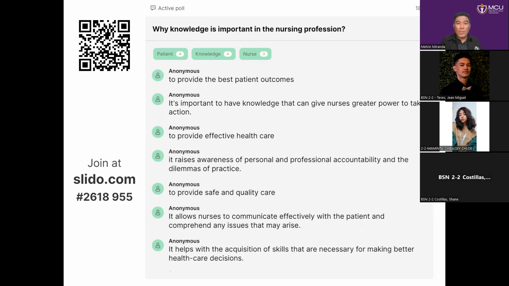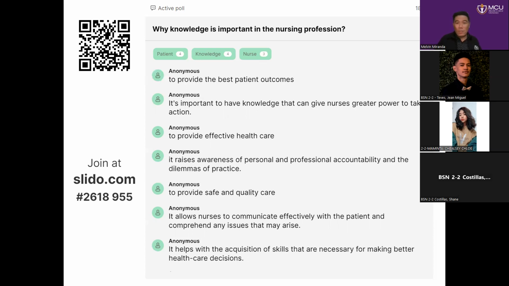It is important to have knowledge that can give nurses greater power to take action. Okay, knowledge is power, di ba? If you've heard about it, this will facilitate change. Knowledge can facilitate and can embrace others to be more motivated and determined in what they are doing as well for the better healthcare management.